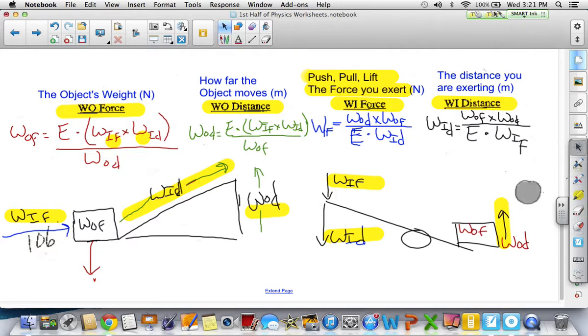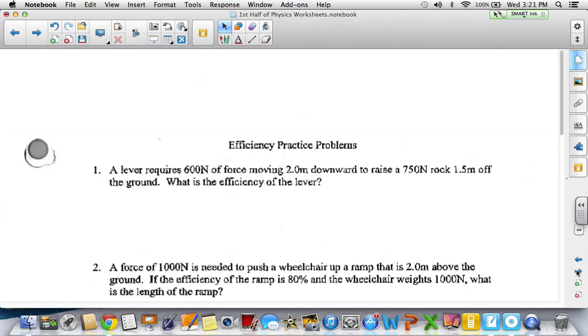Now, the key to solving all of these efficiency problems, which we're going to see on the next page when we look at our practice problems, is drawing a picture. If you can draw the picture and then get the numbers in the right spot, it makes it so much easier. That's going to be the big key with this one. So let's take a look at number one.